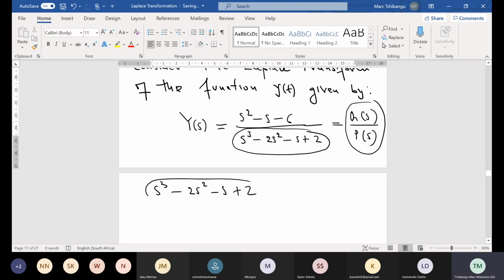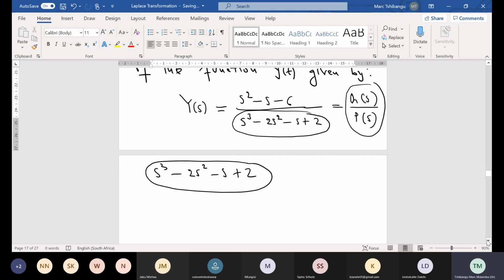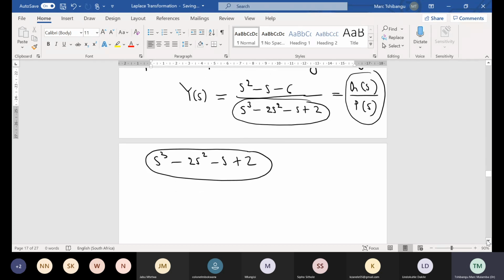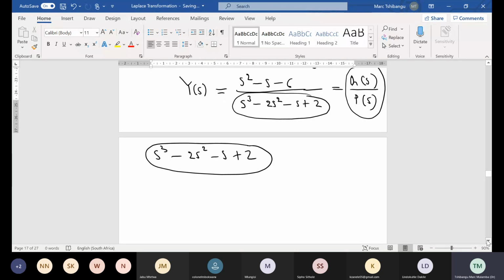We have a polynomial of order 3, and we need to find its roots. I hope you still remember. Otherwise, this will be a homework. So if you do your calculation, the following are the roots of this polynomial of order 3.